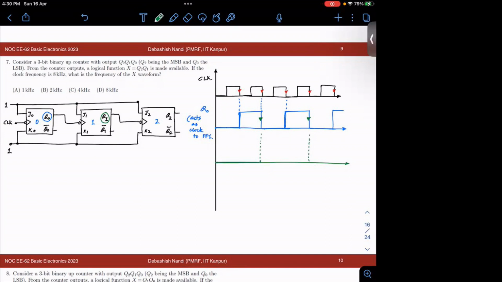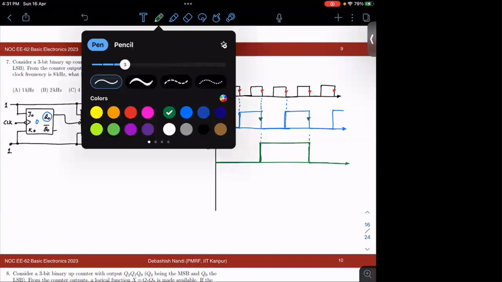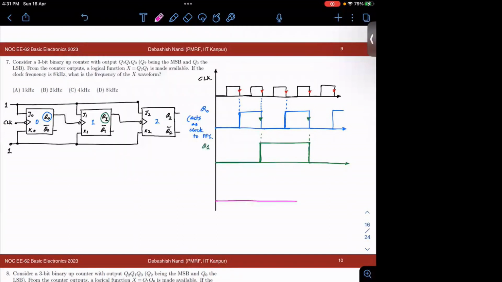So your toggling will start here, fine? Again, it will go to this and then follow for the next stage. This is your Q1, fine? Similarly, what would be your Q2? Your Q2 will see this edge, right? Fine. So you notice that the time period is getting doubled, right?